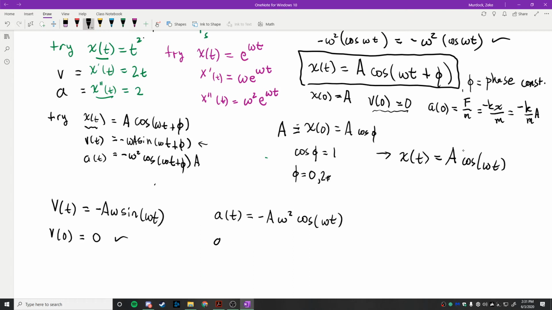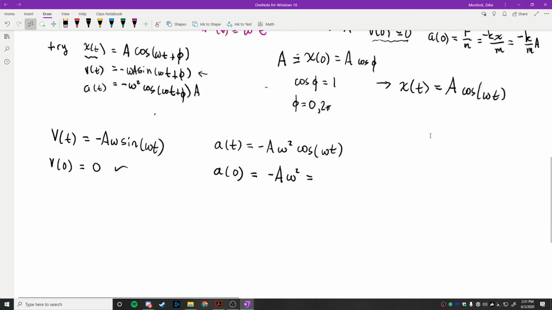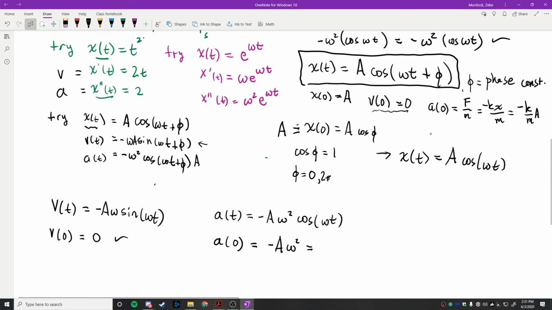And now, what's a of 0? A of 0 is basically just negative a multiplied by omega squared, because cosine of 0 is 1. But remember where that omega squared came from before? Let k over m be equal to omega squared. So technically it's negative a times k over m, and I'm pretty sure that's exactly what we were looking for as the acceleration at time equal to 0. That means this function completely satisfies all the conditions that we placed on the system.